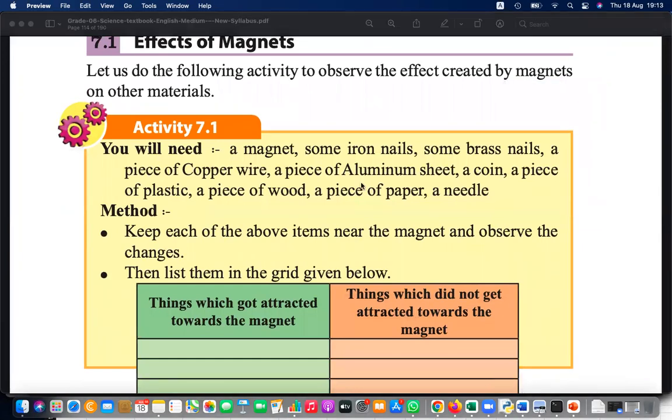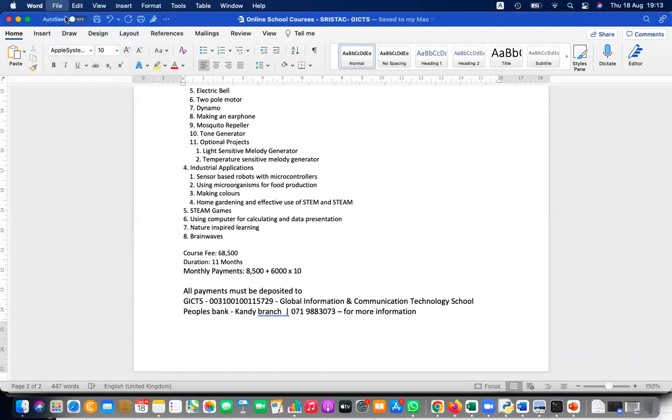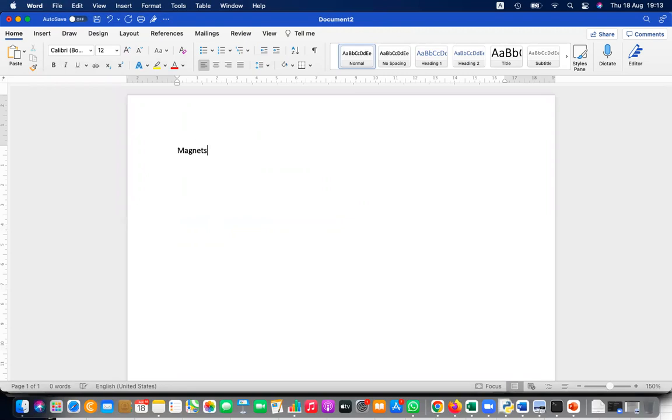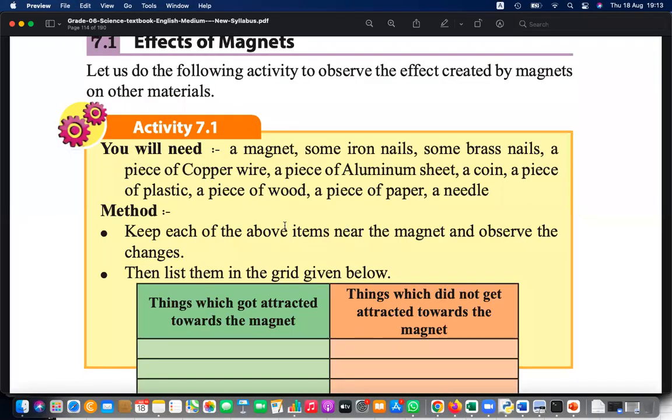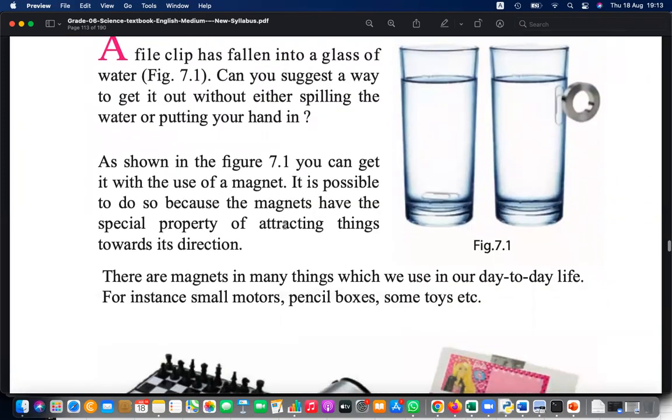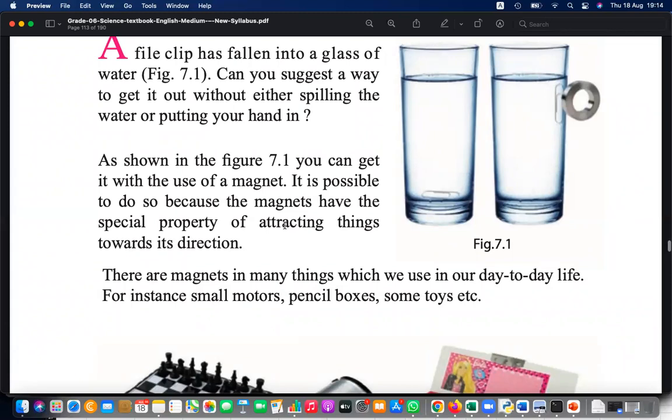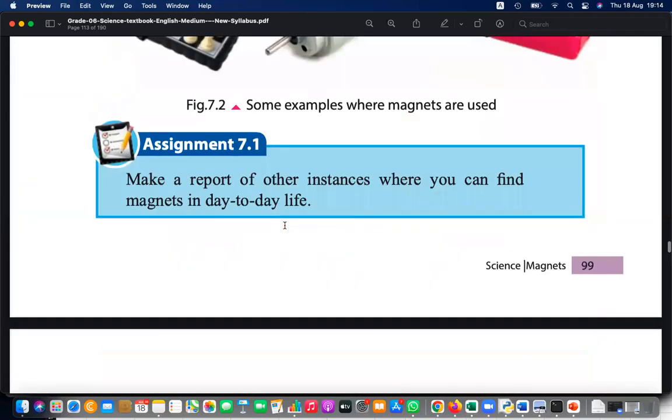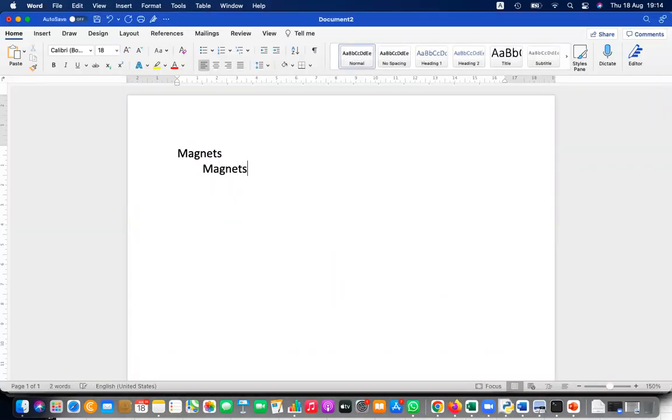Magnetic elements. Okay, now we have something important to write down. Please write the heading: Magnets. Magnets can attract magnetic elements towards it.